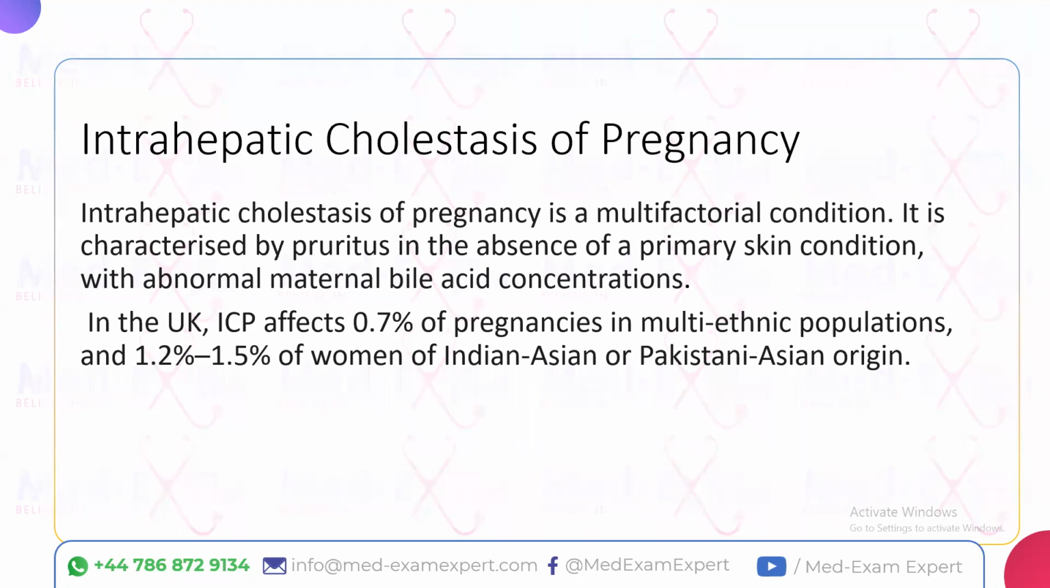And once they say that, how do you classify ICP? So now you narrow down. So now you know that you only have to classify ICP. So then we'll classify ICP depending upon the level of bile acids. Okay, I'll show you the slide in a bit. In the UK, ICP affects 0.7% of the pregnancies in the multi-ethnic population and 1.2 to 1.5% of women of Indian Asian or Pakistani Asian origin.